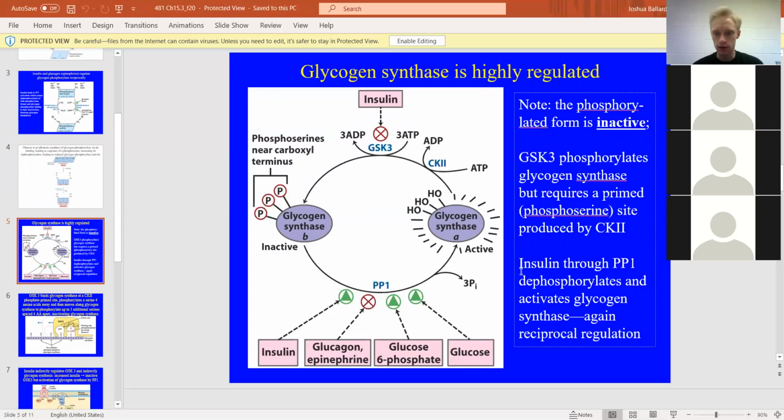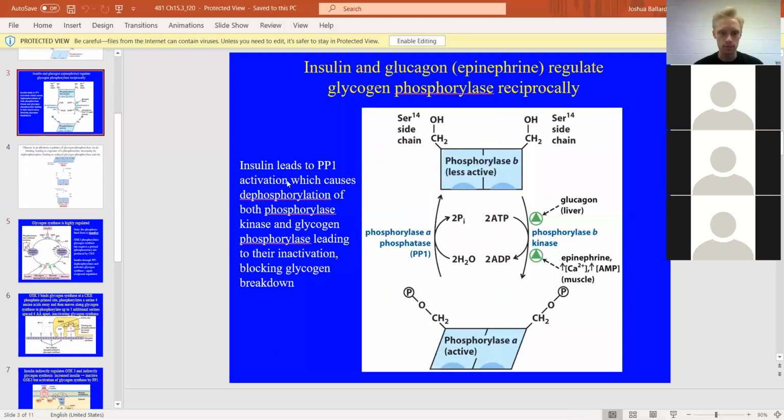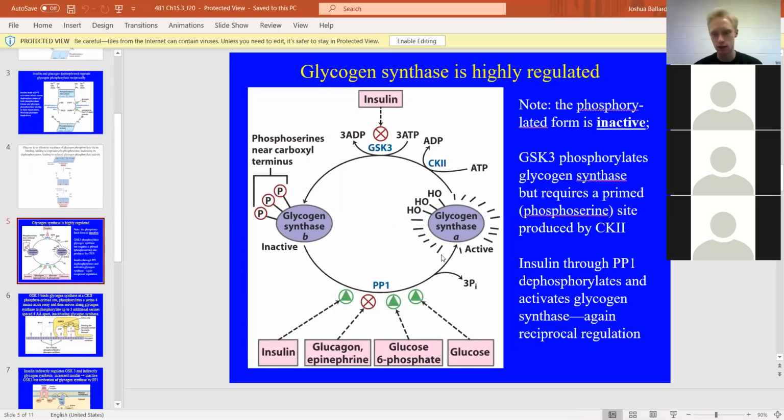And then here's just kind of repeating what we're saying. Insulin through PP1 dephosphorylates, and in this case, it activates glycogen synthase. Rather, in this case, insulin leads to PP1 activation, which causes dephosphorylation of all that, so that deactivates the other enzymes, but it activates glycogen synthase.